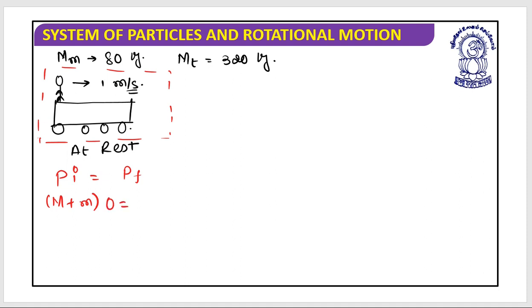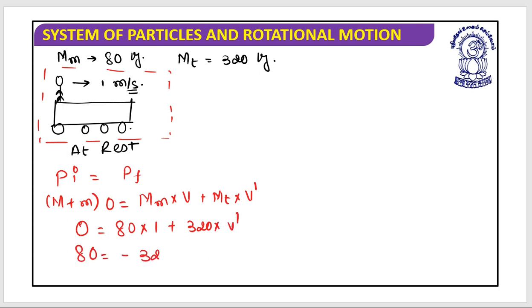Then the person has started moving, so this is m into v plus the mass of the trolley into v dash, which I don't know. So this is 0. Mass of man is 80, its speed is 1 meter per second, mass of trolley is 320 into v dash. So 80 is equal to minus 320 into v dash. So v dash is minus 80 by 320, which is equal to minus 1 by 4 meter per second. I hope this is clear.